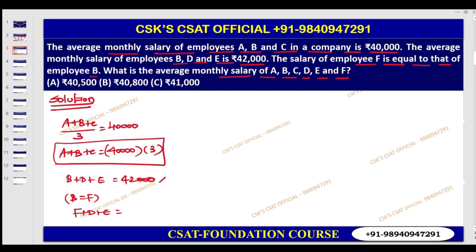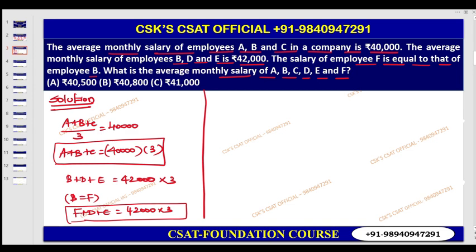Average means you can multiply here by 3, right? So I'm replacing that here. Either of the equations, either A, B, C or else B, D, E, any one you can replace. If you keep A, B, C and B, D, E both, it's like double counting. Anyhow, you need to eliminate that B in order to replace it with F. So now we can replace it here itself.